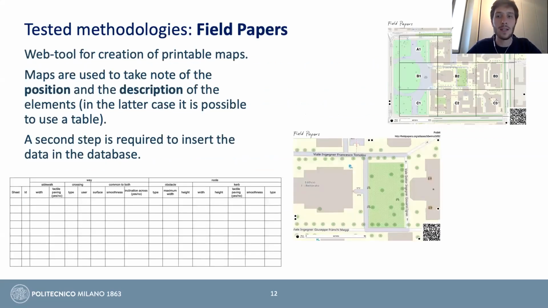We tested 3 different methodologies to understand which one should be adopted for the activity of mapping these barriers. We used Field Papers, a well-known web tool for the creation of printable maps. So the volunteers go into the field with a map with the data already present in OpenStreetMap, and they draw on the map where the barriers are. And after drawing these elements, they need to be reported inside the OpenStreetMap database.